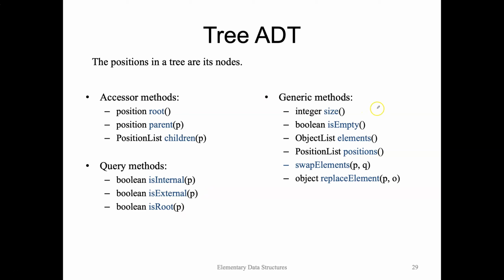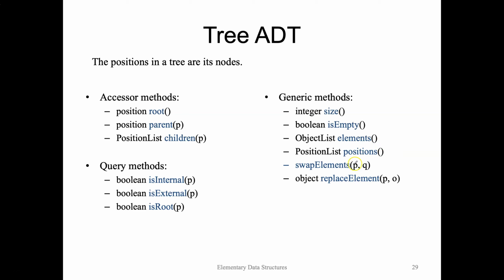Okay, and we always have size and is empty. Again, this is just how many nodes do we have and do we have no nodes. And then we have separately elements, which will give us the list of all items that we have stored in our tree, or we could get a list of all positions, which is the list of nodes. So nodes store elements.